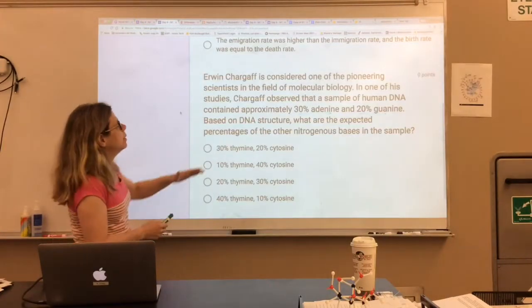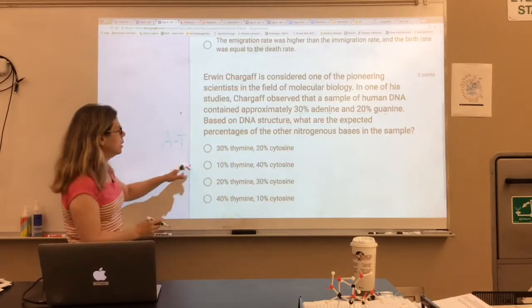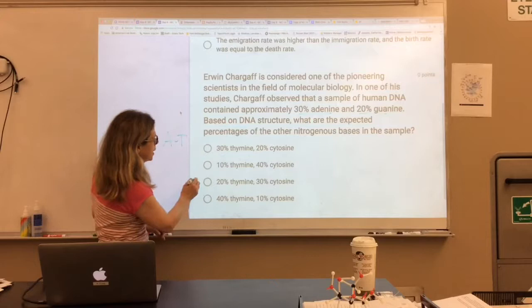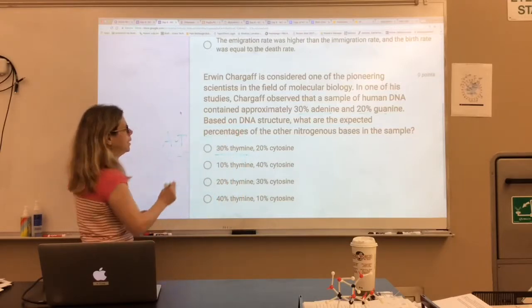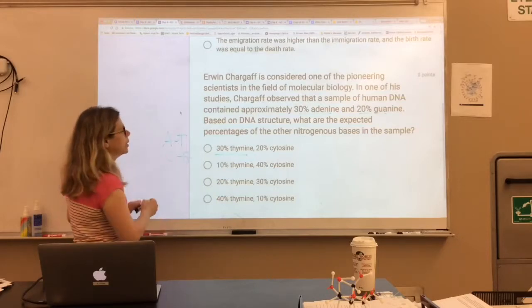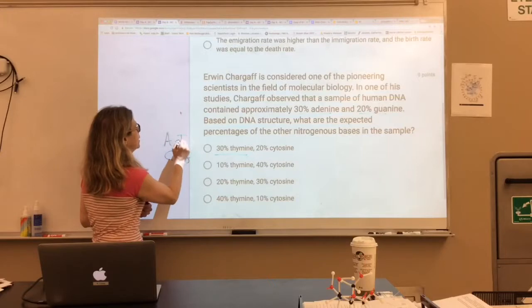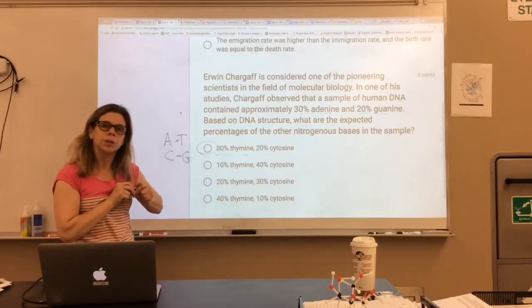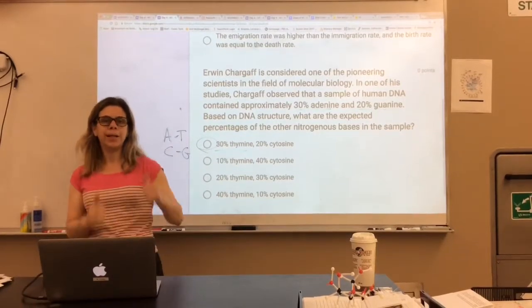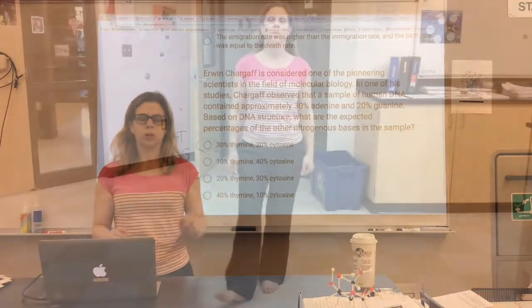Looking back at that, adenine was 30%, and adenine pairs with thymine. So I'm looking for a 30% in thymine, which is this one. Cytosine pairs with guanine. And so again, I'm looking for that 20% to match, and I've got the match here. Just remember the rules: A to T, C to G, equal amounts, think shoes. See you at home for the fit portion.